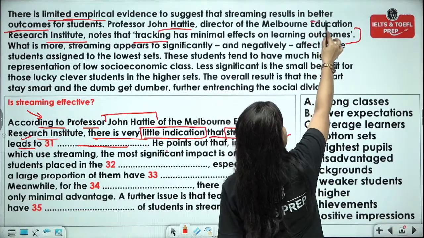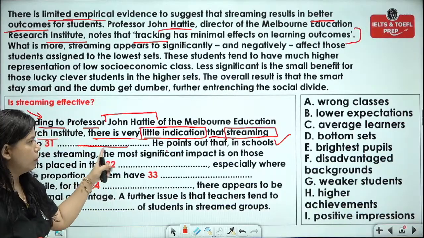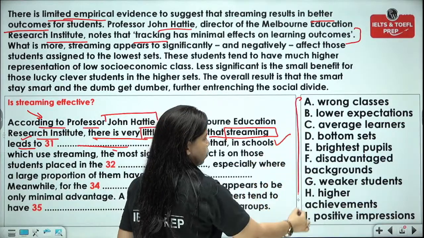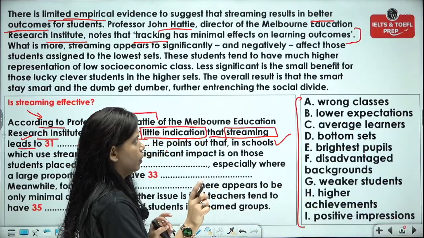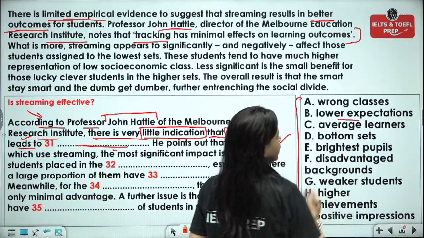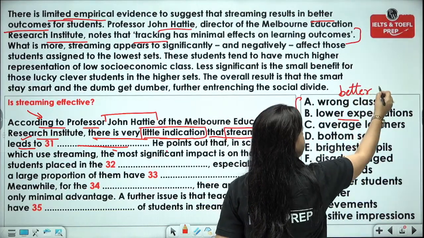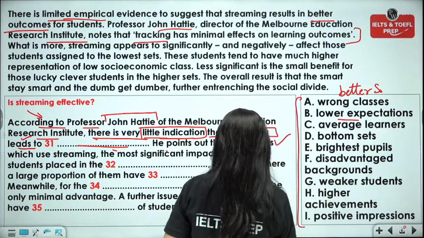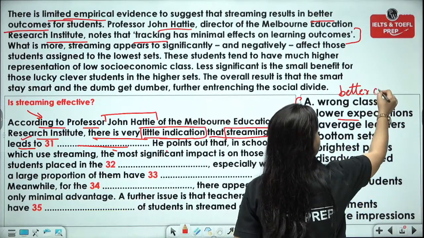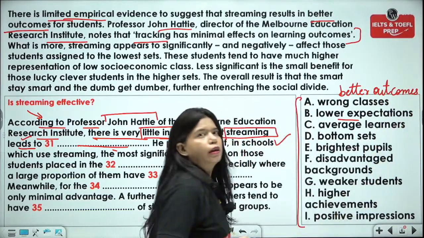There is very little evidence of this. Now better outcomes can go in this blank number 31, but it will not go. We will now come here and locate the synonym of better outcomes. Better outcomes is equal to wrong classes? No. Can it be lower expectations? No. What is it that we are trying to find the synonym of? We are trying to find the synonym of better outcomes. Tell me guys, out of these 9 options, which option can be considered as the synonym of better outcomes?